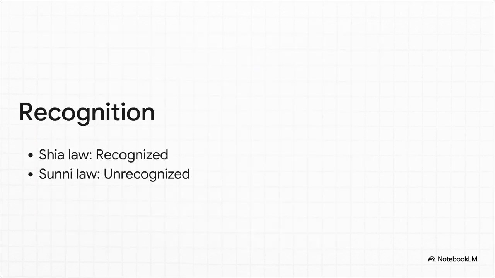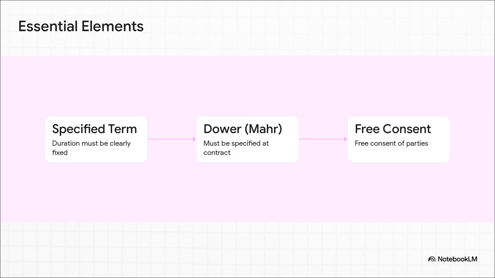Your next subheading is recognition. Recognized under Shia law, not recognized under Sunni law. Stating this jurisdictional boundary is a non-negotiable requirement for this specific exam question. If you fail to mention that Sunni law does not recognize this institution, your answer is fundamentally incomplete, and you will lose marks. Now let's look at the essential elements.